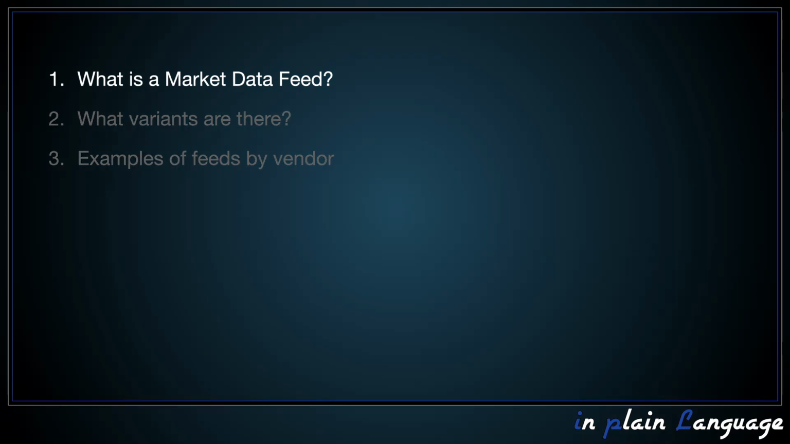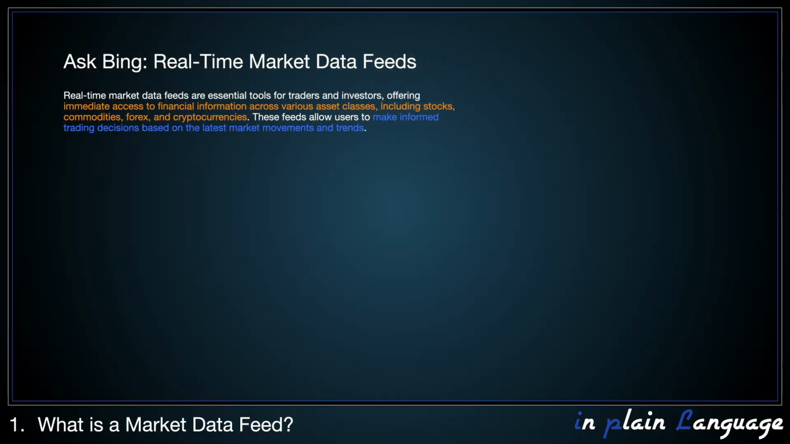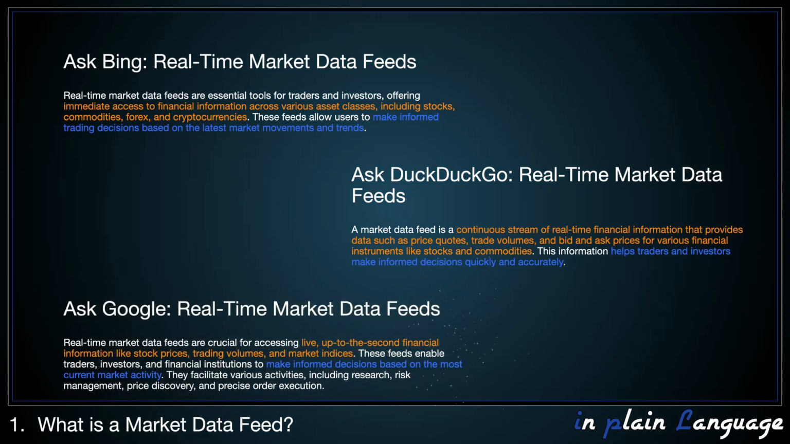So, what actually is a market data feed? Well, let's ask a couple of search engines for their opinions. Asking Bing. Essential tools offering immediate access to financial information to allow users to make informed decisions. DuckDuckGo. Continuous stream of real-time financial information to help traders and investors make informed decisions. Sounds familiar, doesn't it? And Google, live up-to-the-second financial information to help traders, investors, institutions make informed decisions.